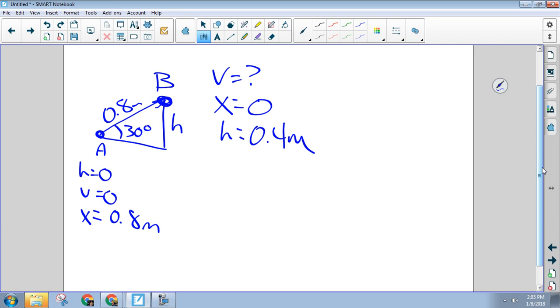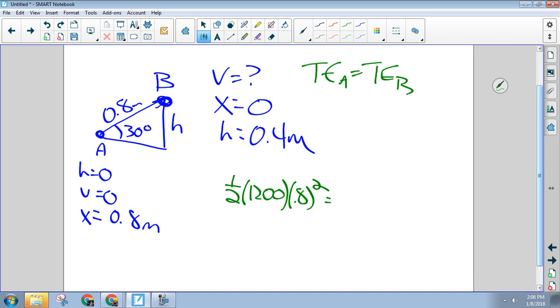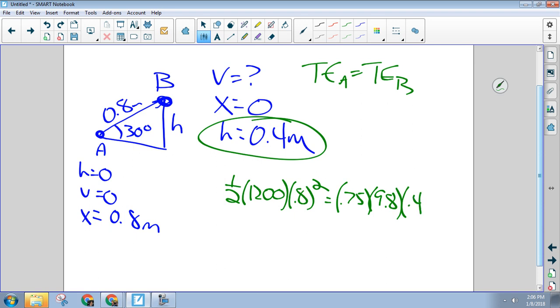So now we can solve this. It's basically the same thing we just did, right? Total energy at A has got to equal the total energy at B. The total energy at A is all the EPE, so 1/2 times 1200 times 0.8 squared, equals, at point B, GPE dependent on this height instead of 0.8. So 0.75 is the mass, 9.8 is the acceleration of gravity, 0.4 is our new height, plus 1/2 the mass times V squared, and solve for V. Hopefully that gives you the answer that's on the sheet of 31.9 meters per second. Good.